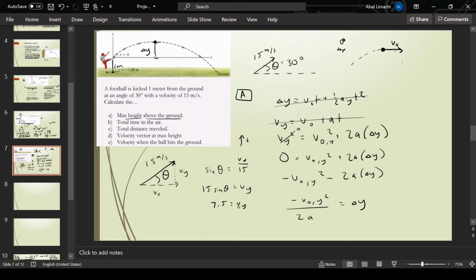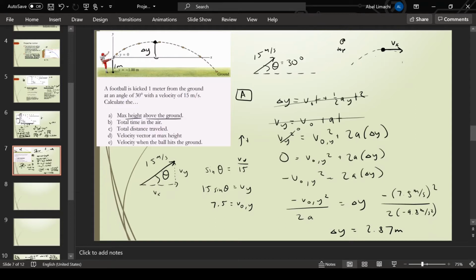Alright, we figured out what this was, 7.5. So this is V initial in the y direction. Now we can plug everything in. And again, it's pointing up, and we call upwards positive. So this is equal to negative 7.5 meters per second squared over 2 times negative 9.8 meters per second squared. We get 7.5 squared over 2 times 9.8, and we get that this delta y is equal to 2.87 meters.